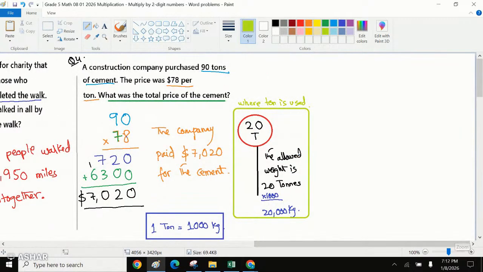Let's look at another question. Rebecca, did you understand this? Rebecca, did you understand what a ton is and where it is used? Let's move to the next question.